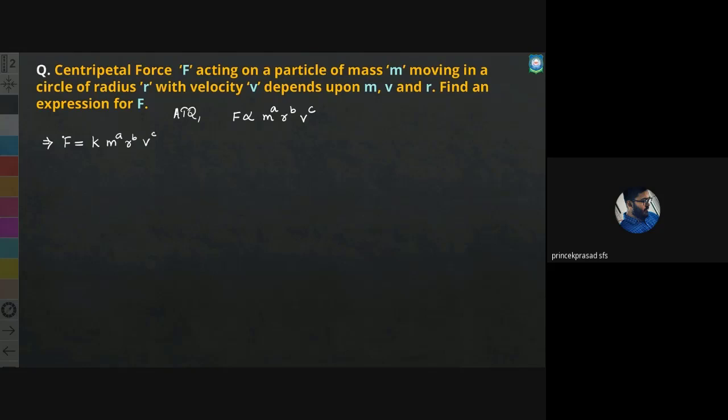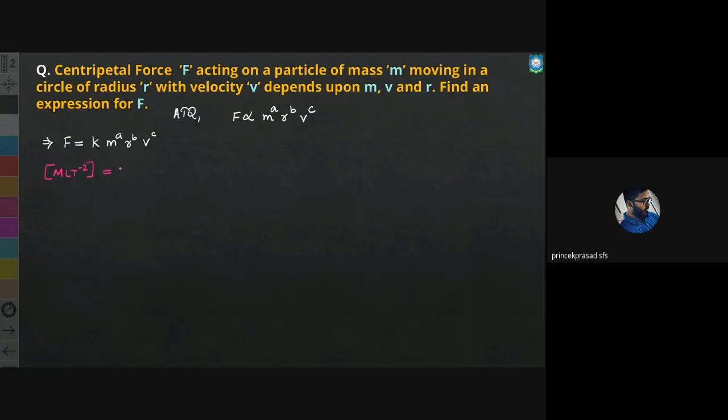Now what can I do? I can equate the dimensions. By the principle of homogeneity, write the dimensions. The dimension of force we have written in the previous question as well. What is that? M L T raised to minus 2. This will be equal to k, which is a dimensionless constant, so I'm not going to write it again.